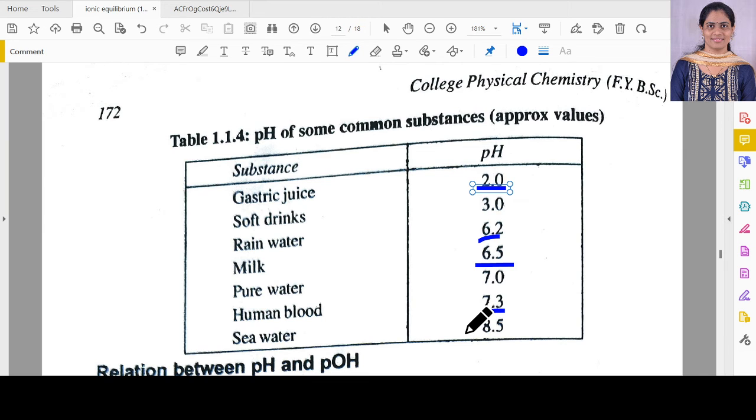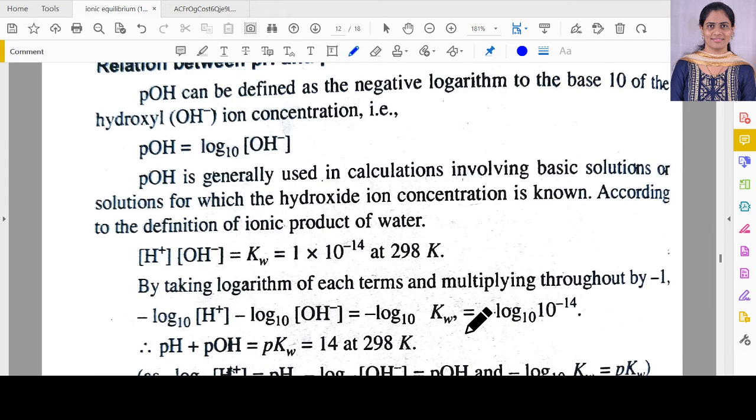Then what is the correlation between pH and pOH? Basically pH is the potency of hydrogen ions, and pOH is the potency of OH minus ions. So for basic solutions, you will calculate pOH, and pH plus pOH will be pKw, which will be equal to 14. Just take negative log to the base 10 of 10 raised to minus 14; the minus 14 comes in front, minus minus becomes plus. Log of 10 is 1, so the answer will be 14. So pH plus pOH is equal to pKw.